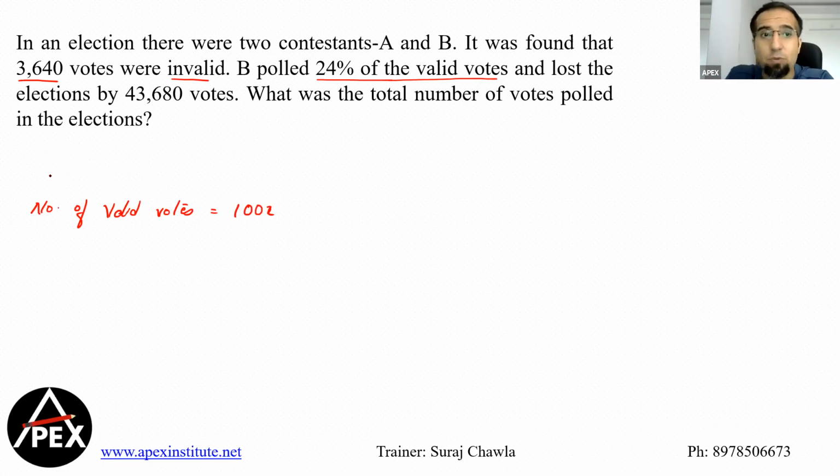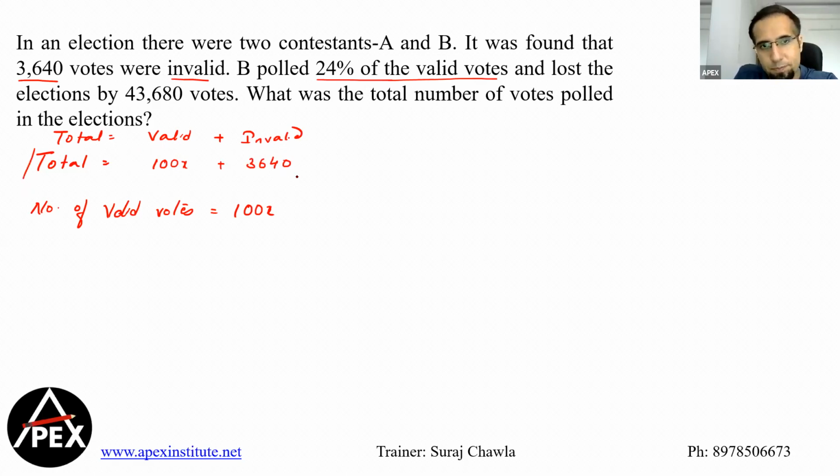Now let's go backwards. I know total votes would be what? Valid plus invalid, right? So my total number of votes would be valid votes plus invalid votes. So you need to keep this in mind, that if valid votes are 100x and there are 3640 invalid votes, now this is what you are supposed to calculate. Is this point clear with all of us? I'm going backwards because I'm calculating 24% on valid votes.